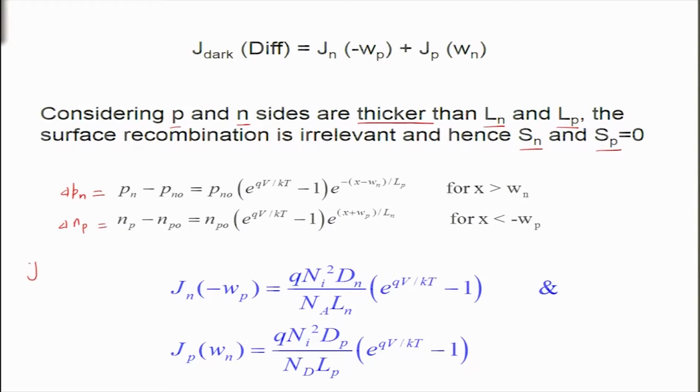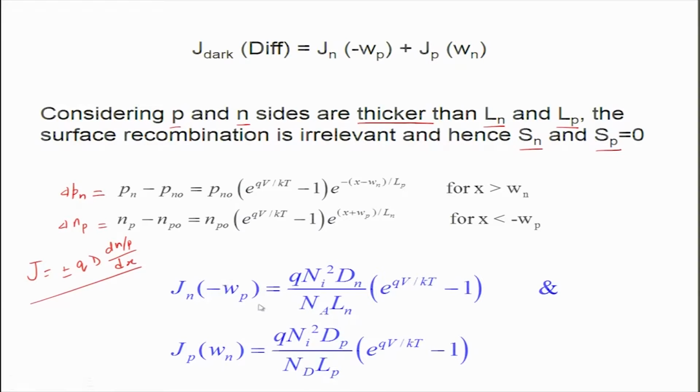So basically the current is nothing but plus or minus q D dn or dp divided by dx. Depending upon whether you have positive or negative charge, you just work out the current by differentiating this, and you will get these expressions. When you get these expressions, these are similar to what you get for a p-n junction in dark.